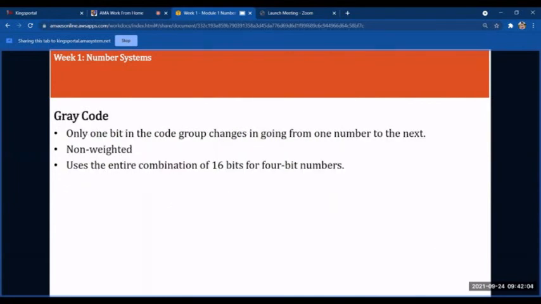Gray code. For Gray code, only one bit in the code group changes in going from one number to the next. This is non-weighted and uses the entire combination of 16 bits for 4-bit numbers.